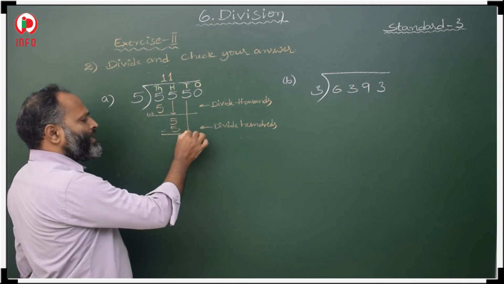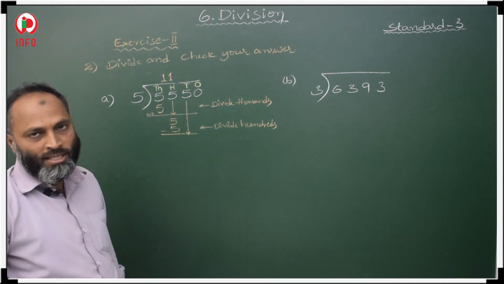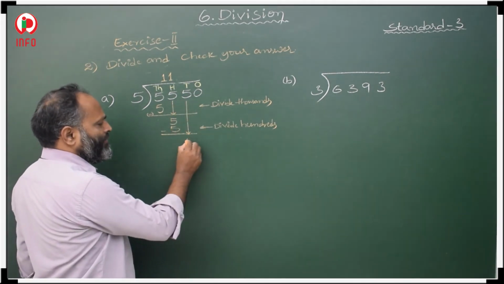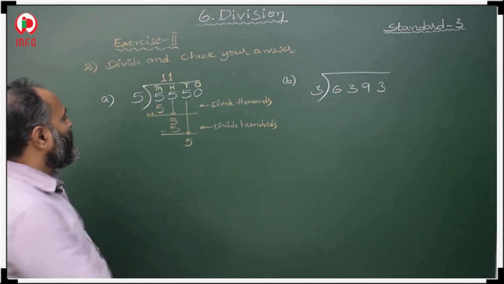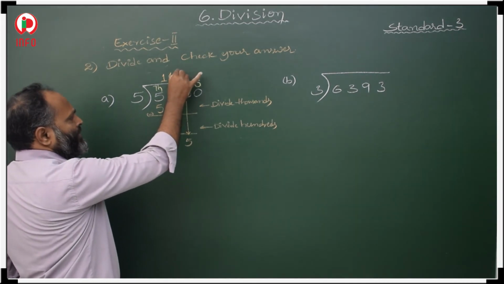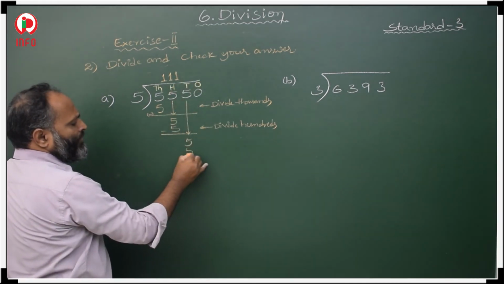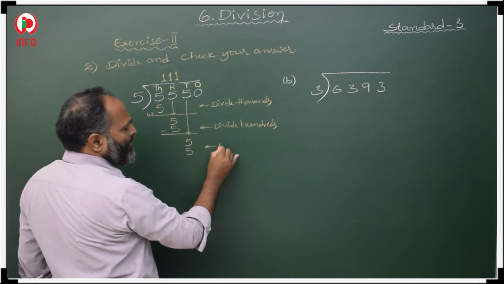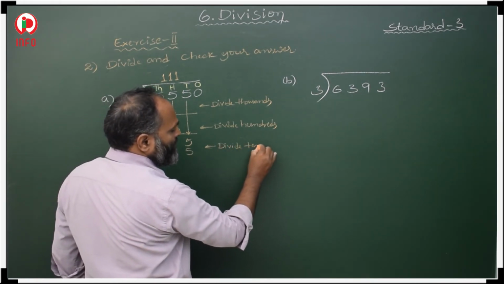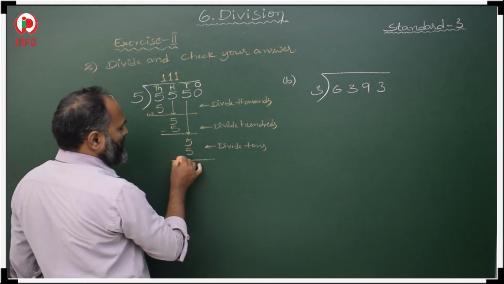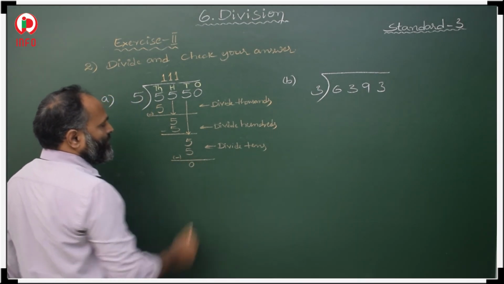Again you copy the next one, that is the tens place. What is there in the tens place? 5. Again you check in the 5 table when you will get 5: 5 ones are 5. This is divide tens, then 5 minus 5 is 0.